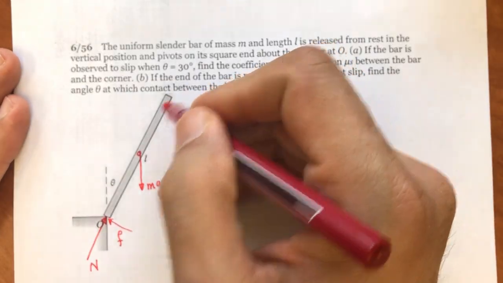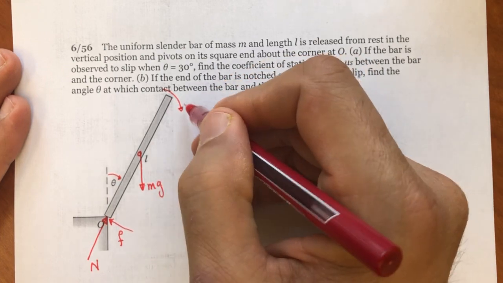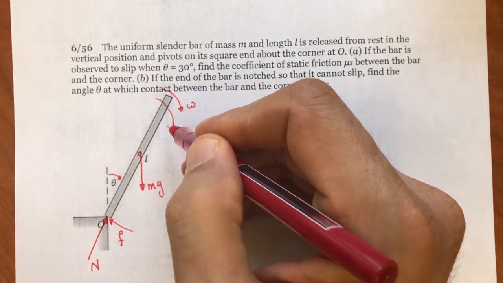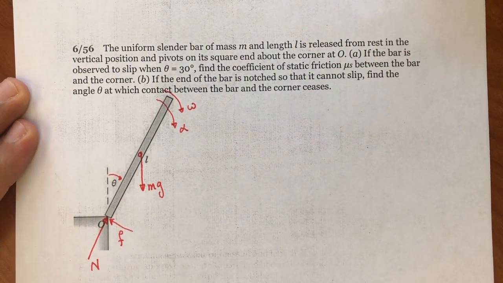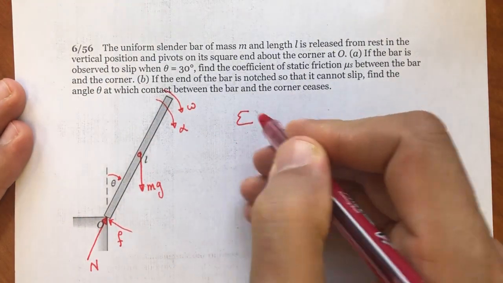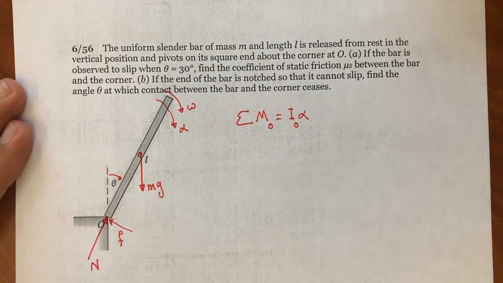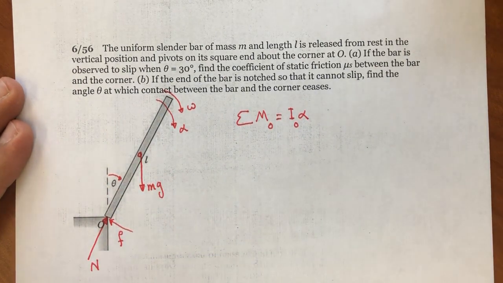This angle is theta. I'm going to call the angular velocity omega, in the direction of increasing theta, and the angular acceleration alpha. We know none of them. By writing the sum of the moments about point O, I'm going to be able to find alpha. Sum of the moments about point O is equal to I_O times alpha. This equation is valid before starting to slip, because this body is rotating about a fixed point.